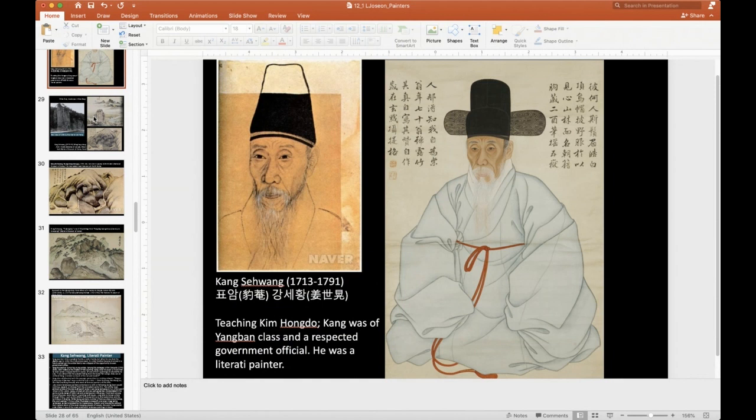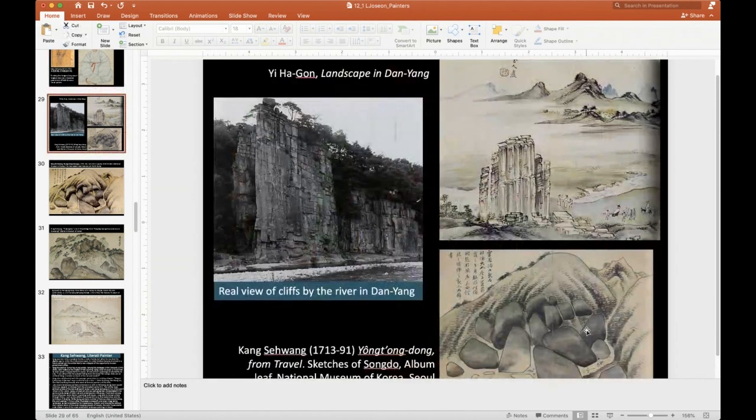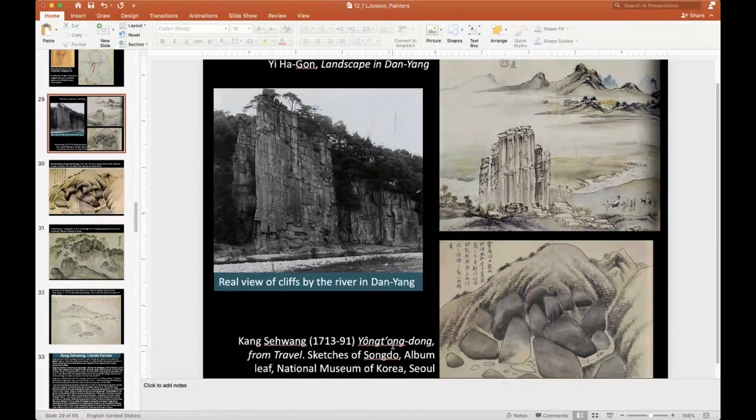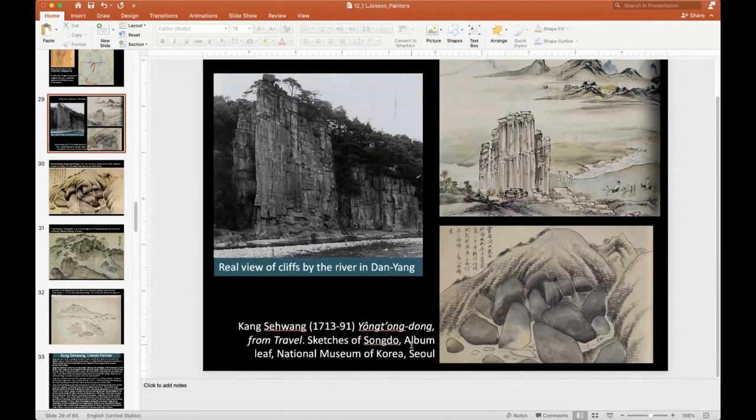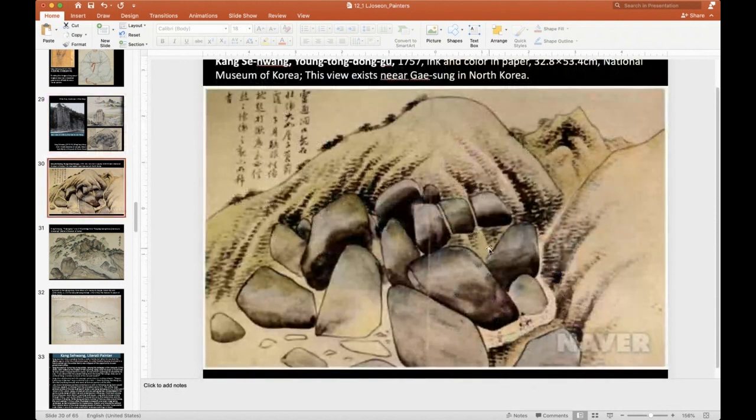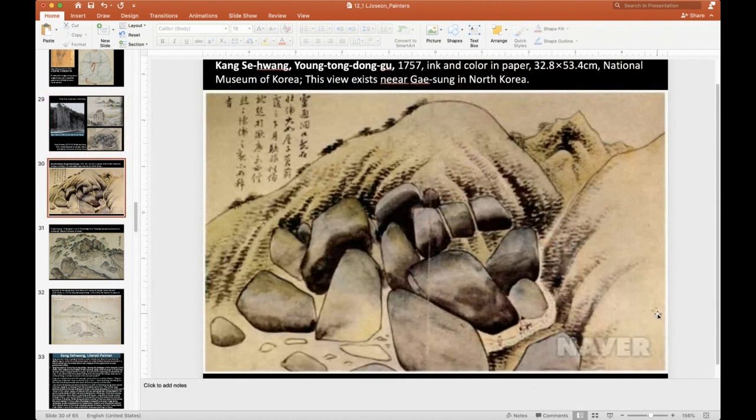Anyhow, what Kang Se-hwang painted is really interesting. You see here he painted his own album. He visited the Kaesong area, the capital of the Goryeo Dynasty. On the way to Kaesong, he saw a lot of marvelous sceneries. One of them is called Yeongtongdong. Here it's the same painting, Yeongtongdong.